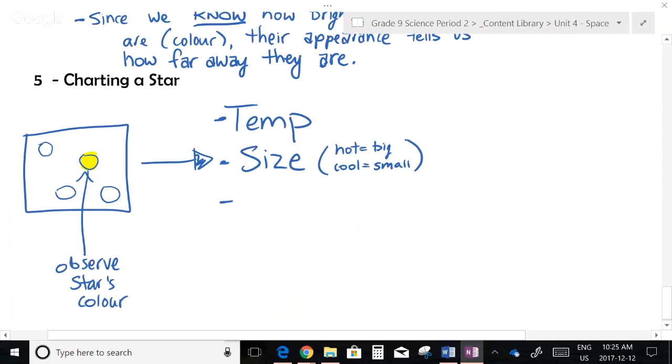But we don't just know that. We know its temperature, we know its size, and then we can look at the HR diagram and we can learn one more thing about it. Because we know that hot stars burn bright and cool stars burn dim. So we can figure out just by looking at its color how hot it is, how big it is, and how bright it is.